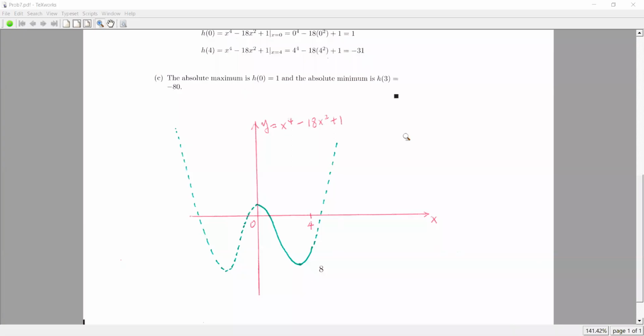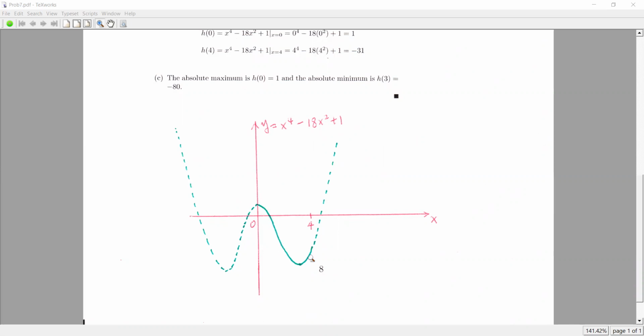To help you better understand the solution, here I plot a graph of function h. In this problem, we don't consider the whole graph, and we only consider the portion over the closed interval between 0 and 4. That is, we only consider this portion of the graph.